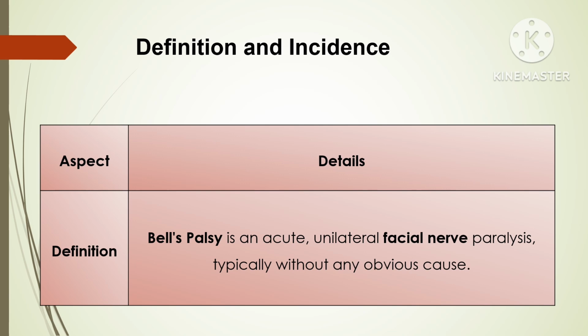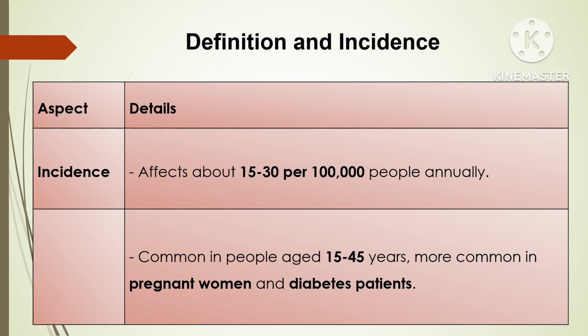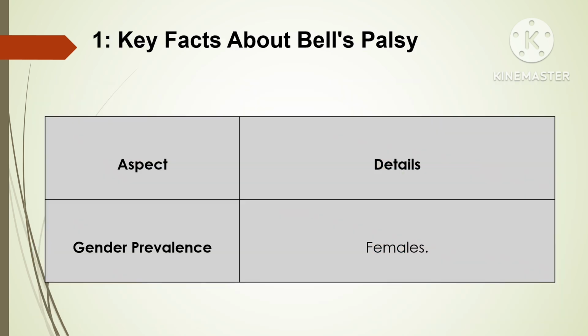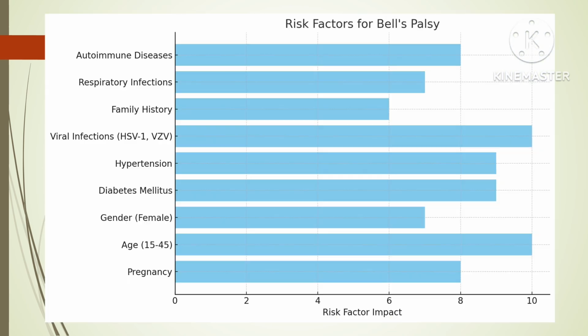If we talk about the incidence of Bell's palsy, then the annual incidence is approximately 20 to 30 cases per 1 lakh people each year. Most commonly affected individuals are between 15 to 45 years of age, and peak incidence is around the age of 30 to 40 years. If we talk about the gender predilection, then it is slightly higher in females, particularly during pregnancy, especially in the third trimester. Individuals with diabetes and hypertension also have a higher risk of developing Bell's palsy.